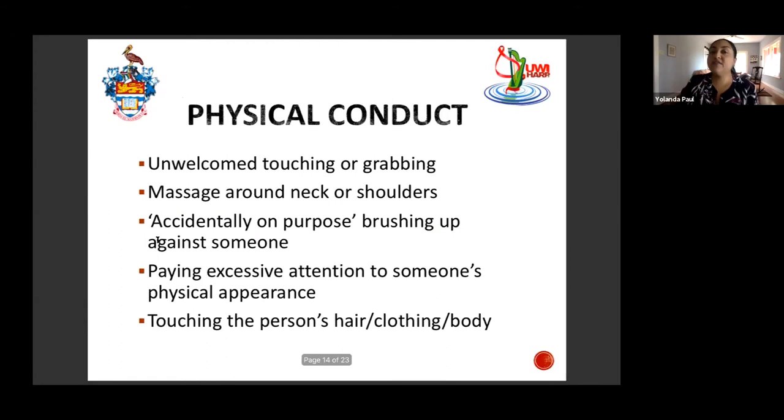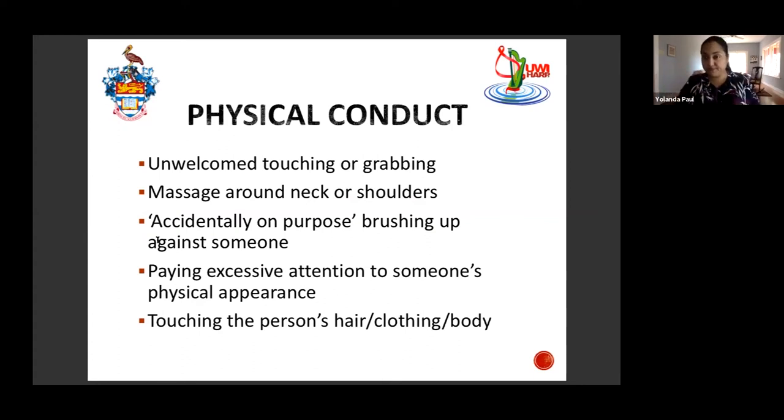So examples of physical sexual harassment would be unwelcome touching or grabbing. So for example, you may be in your lab and the lady may stretch over to get a Bunsen burner, or she may stretch over to get a pen, and she may brush you. That is unwelcome, and she may do it more than once. That's an unwelcome gesture. That's physical. Somebody may walk up to you and they're casually talking to you and they're running their hands on your arm, or they're running their hands on your back.